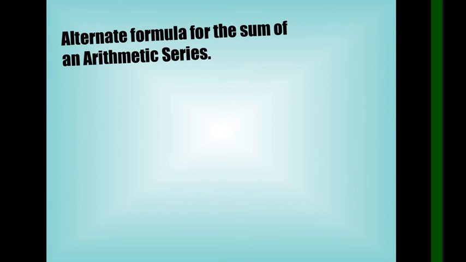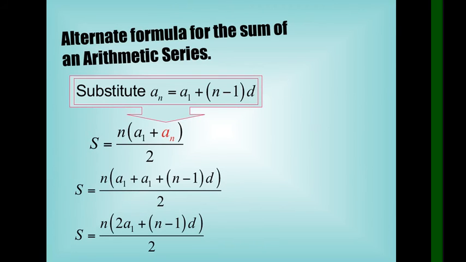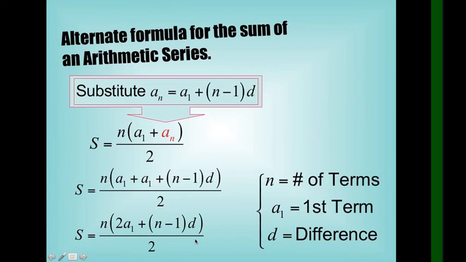Alternative formula for the sum of an arithmetic series. So, ito yung alam nating formula. Yung a sub n, pwede natin siyang palitan ng a sub 1 plus quantity n minus 1 times d. So, magiging ganito yung ating formula. And then, isi-simplify natin siya, until siya maging ganito. Okay? So, where n is the number of terms, a sub 1 is the first term, and d is equal to the difference, no?